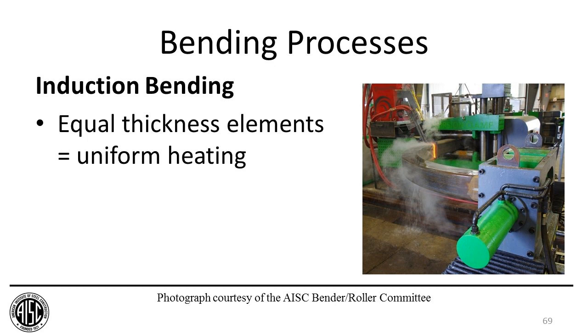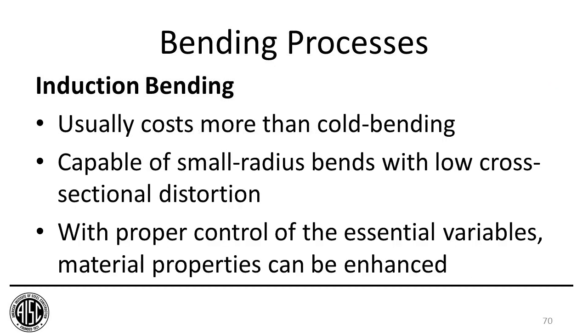One thing to notice is that equal thickness elements are obviously going to give you uniform heating around the perimeter. That's not to say that things with unequal thickness elements can't be induction bent. It's just to say that it might be a little more difficult. Induction bending is usually going to cost more than cold bending, but it's capable of small radius bends with low cross-sectional distortion. And here's one thing that's probably not on too many people's radar, and it probably shouldn't be at this point if you're designing things that go inside buildings. But going back to the thing that we talked briefly about earlier, if you have an exposed structure that's exposed to very low operating temperatures, low service temperatures, this may be helpful, or something that's for some reason subjected to brittle fracture in some way.